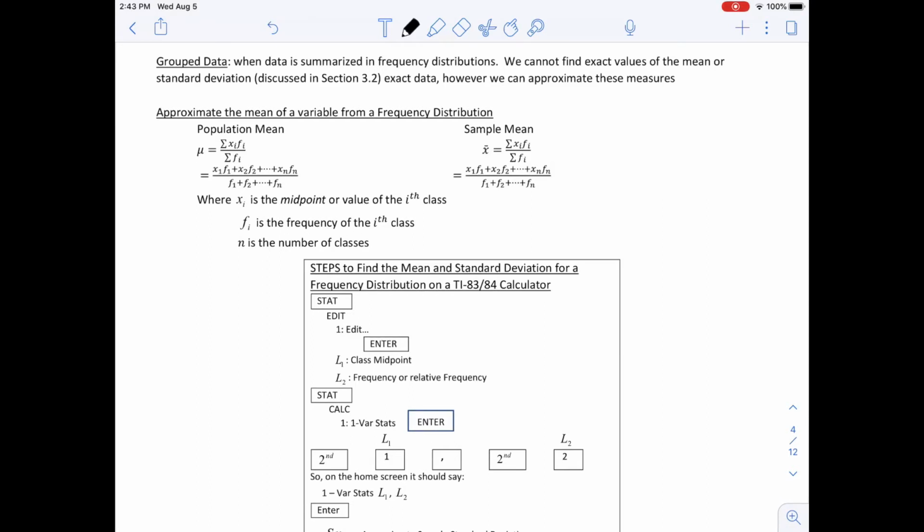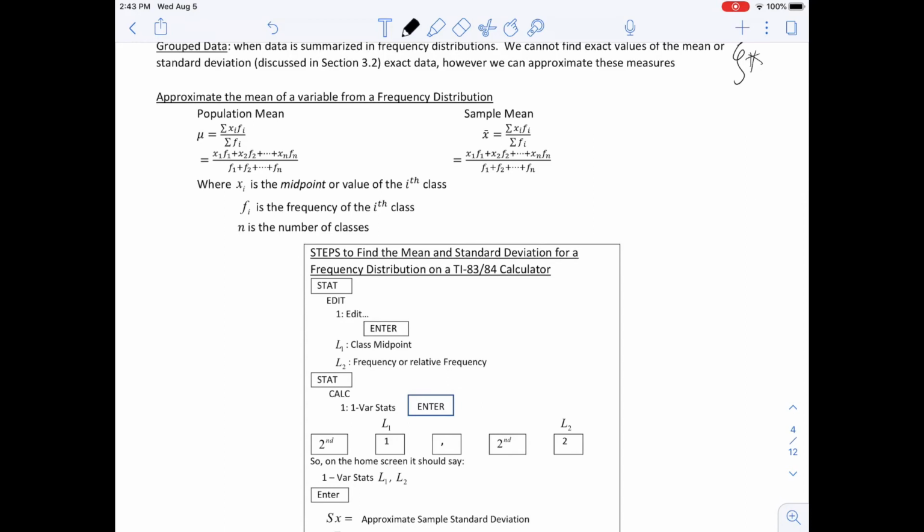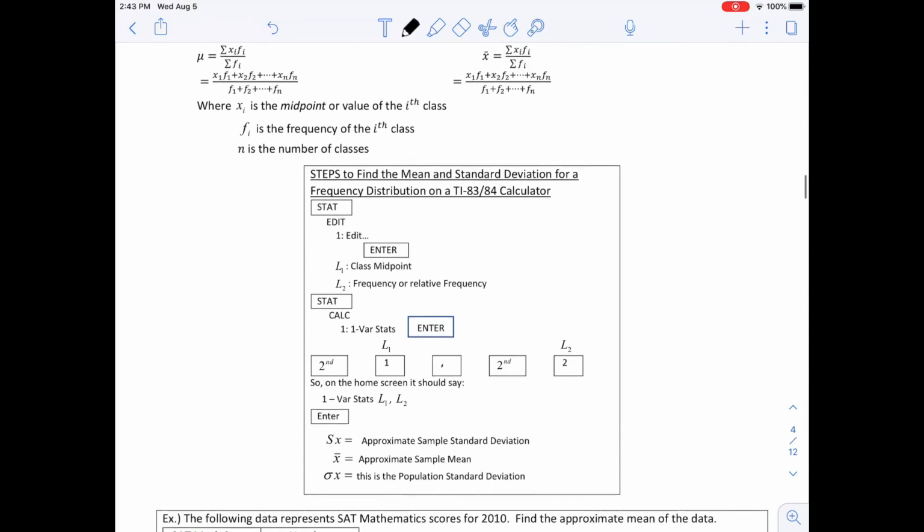The next definition we have is grouped data. When data is summarized in a frequency distribution, we cannot find exact values of the mean or the standard deviation, which was discussed in section 3.2. However, we can approximate these measures. To approximate the mean of a variable from a frequency distribution, we multiply x times f, which are our midpoints and our frequency, and then divide by the total frequency that we have.